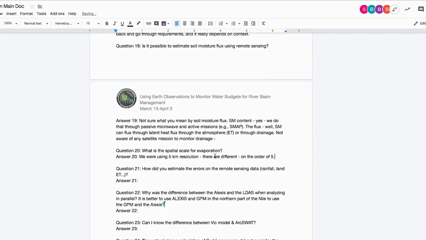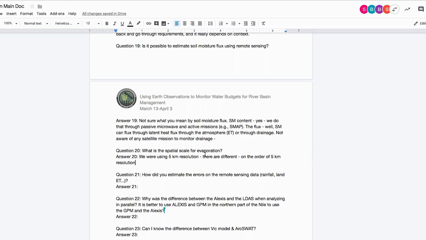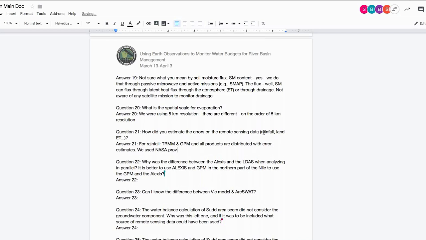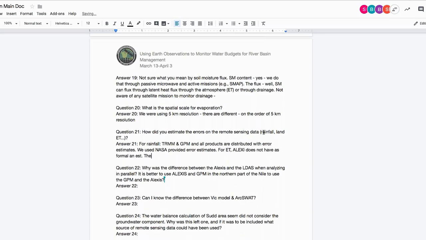How do you estimate the errors in the remote sensing data? Good question. For rainfall, TRMM and GPM, all of these products are distributed with error estimates, so we used the NASA provided error estimates. For evapotranspiration, ALEXI does not have as formal an estimate. They don't have spatially distributed estimates the way the precipitation does.